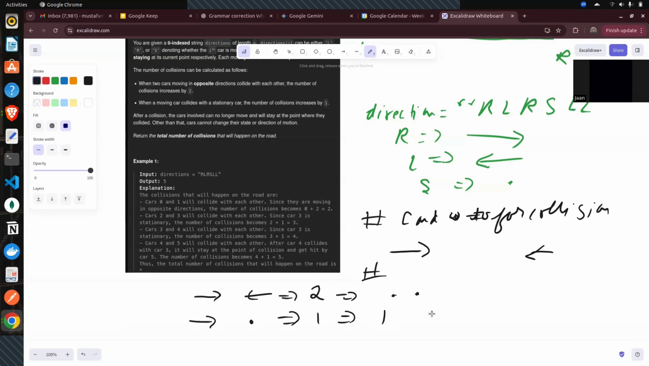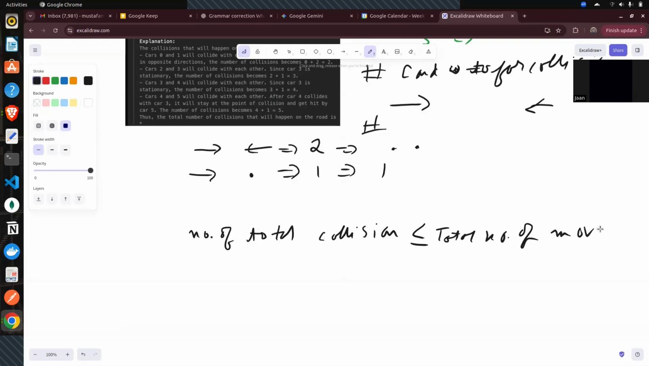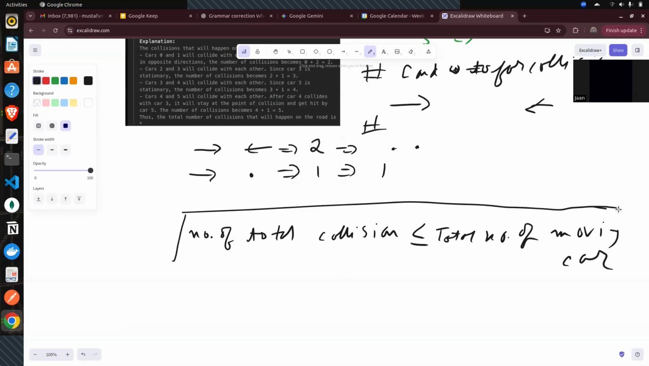So basically, from this we can conclude that the total number of collisions is always less than or equal to the total number of moving cars. So this is the condition we can conclude from this.